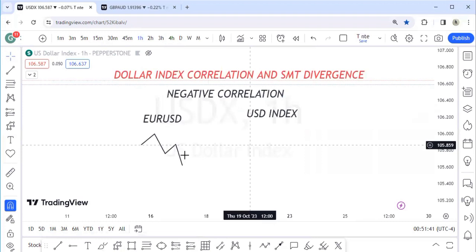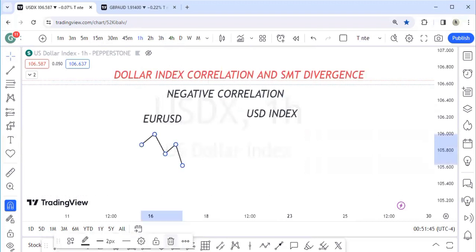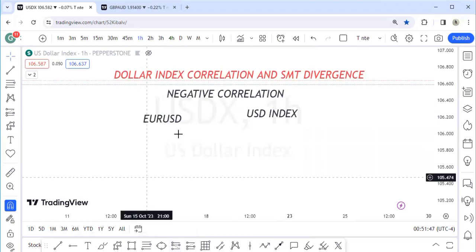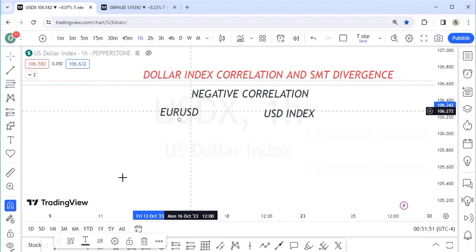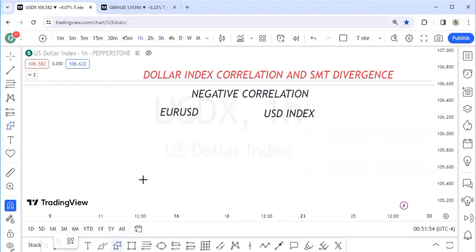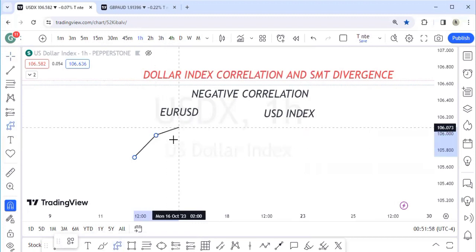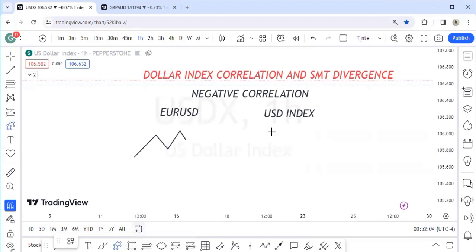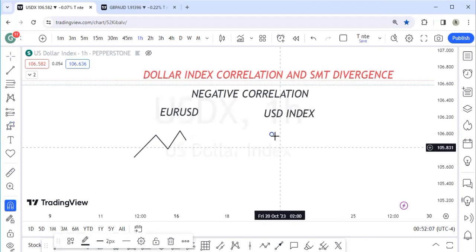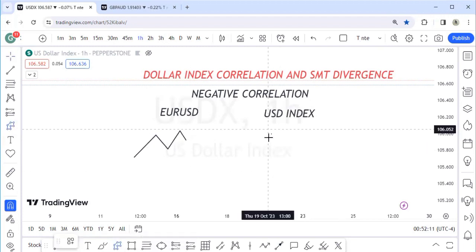Now, what is the SMT divergence? The SMT divergence refers to what? A crack in correlation. It simply tells that smart money is getting involved in the market. So if the market is making a high on EURUSD, consequently you want to see the US dollar index do what? Make a low, right? Follow me. This is where it gets interesting. So you want to see the dollar index make a low.